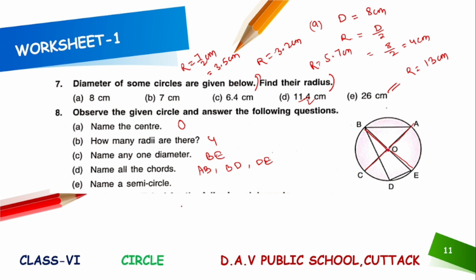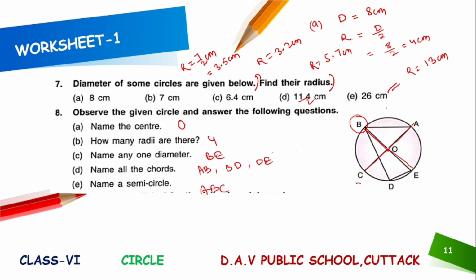Complete. Next, name a semicircle. Semicircle means first we write down a diameter. Suppose the diameter is AC. Simply also write a middle letter, that is B. So ABC is a semicircle. Also you can write AEC, or BAE or BCE, any one.